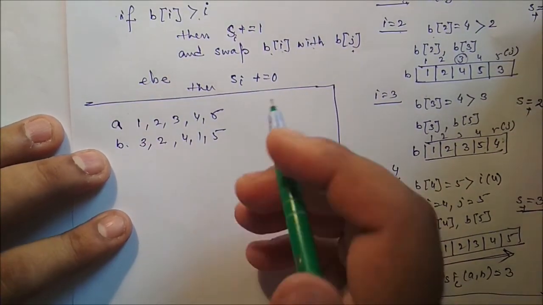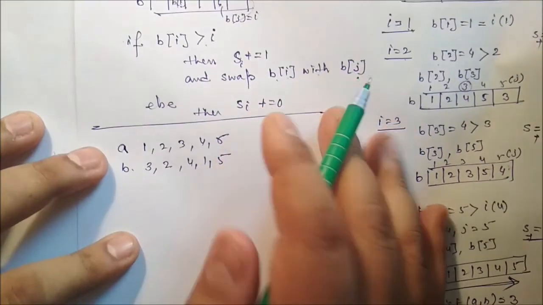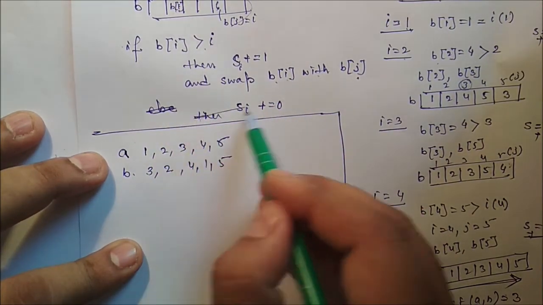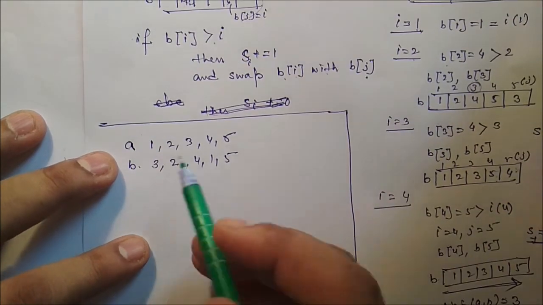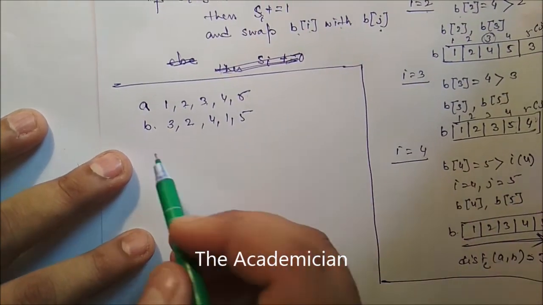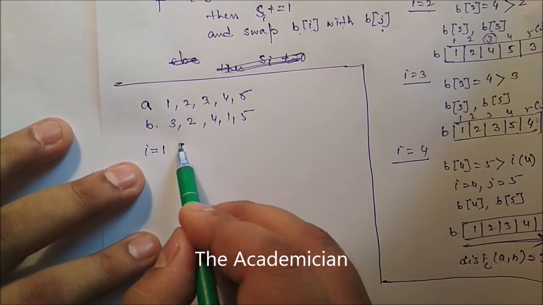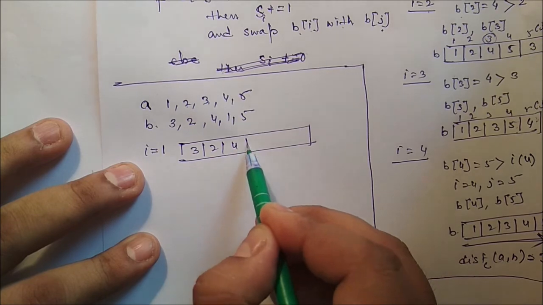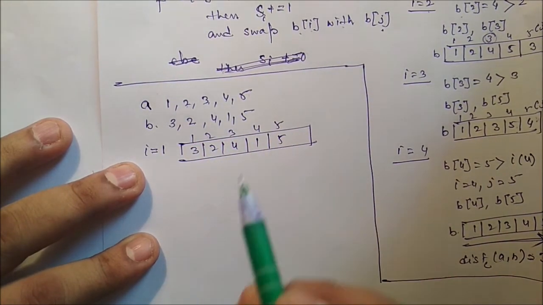Okay, now you can take another example. Do one thing here: if it is the case, then okay, else adding 0 is nothing, so you can remove this one. So 1, 2, 3, 4, 5, and i varies from 1 to 4. If i is equal to 1, we have to see the B part: 3, 2, 4, 1 and 5, against 1, 2, 3, 4 and 5.